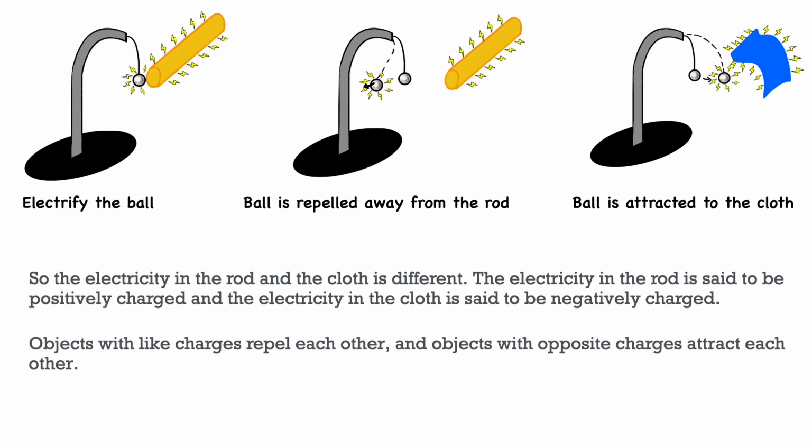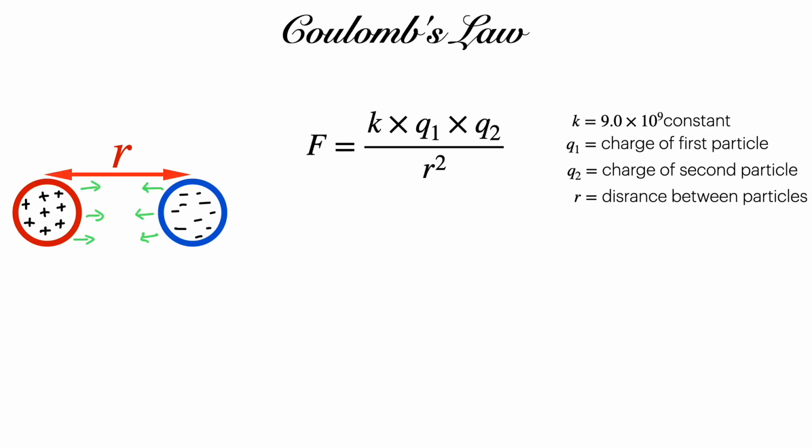We say that the pipe is positively charged and that the cloth is negatively charged. We also see that different types of electricities attract each other and same types of electricities repel each other. If we now wish to find the interactive forces between two charges, we can make use of Coulomb's law. Coulomb's law states that this force is equal to a constant multiplied by the product of the two charges divided by the distance between them squared.